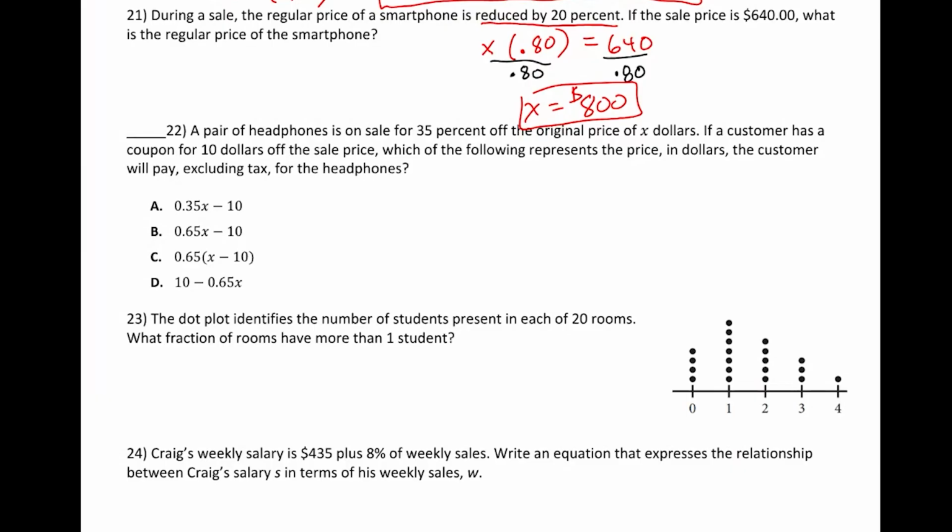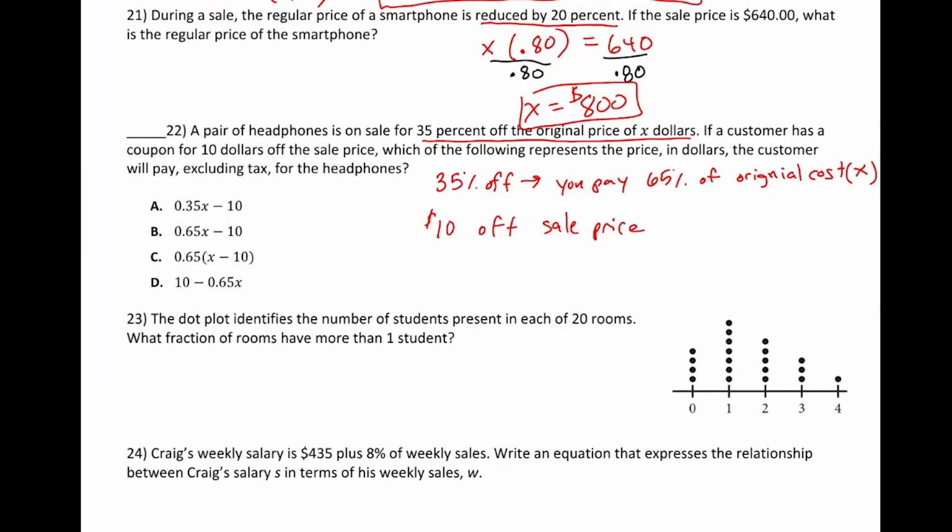You're buying a pair of headphones, and initially it's 30% off the original price. So if it's 30% off, that means you pay the remainder, which is 65%, of the original cost. And we're going to call X the original cost. Then it says you take $10 off the sale price, which is what we're going to have initially, that just means we're going to subtract 10.